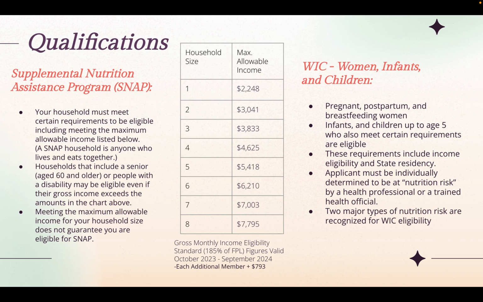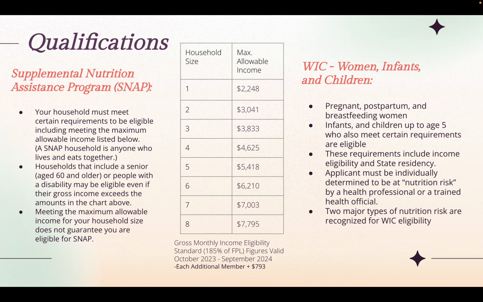WIC is for pregnant, postpartum, and breastfeeding women, infants, and children up to age 5 who also meet certain requirements. These requirements include income eligibility and state residency. Additionally, the applicant must be individually determined to be at nutrition risk by a health professional or a trained health official. Two major types of nutrition risks are recognized for WIC eligibility: medically based risks such as anemia, underweight, history of pregnancy complications, or poor pregnancy outcomes, and dietary risks such as inappropriate nutrition or feeding practices or failure to meet the current dietary guidelines for Americans.